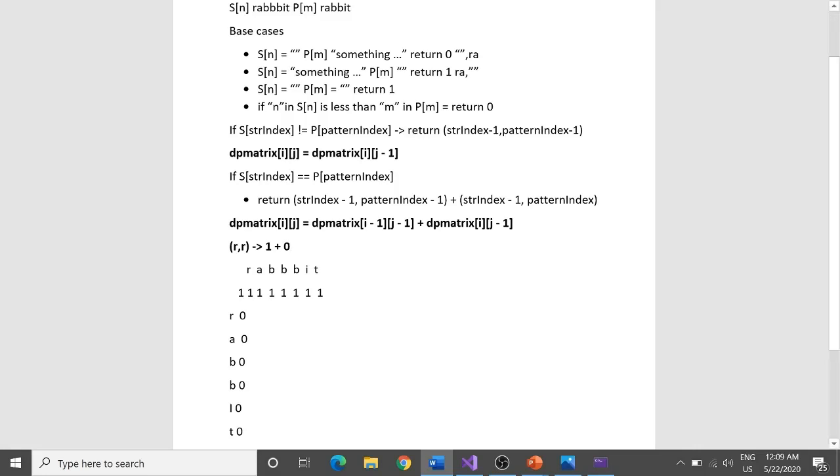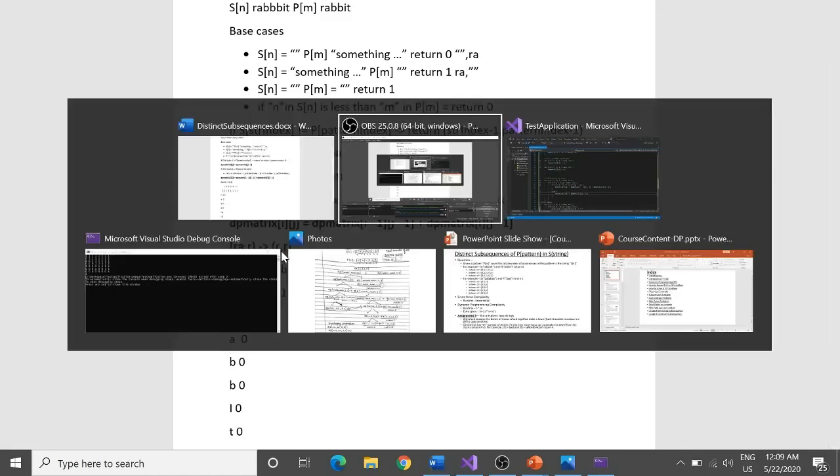So what will be the answer to R comma R? It's 1. Now what does this subproblem mean? This subproblem means that I have RA in my string and I have a character R present in my pattern. So I will be looking: is this A, is this R same? No, they are not. So what was I doing in that case? I was saying, okay, they are not same, it's fine. Just tell me the total number of distinct subsequences of my pattern in the remaining string. That's what I did over here.